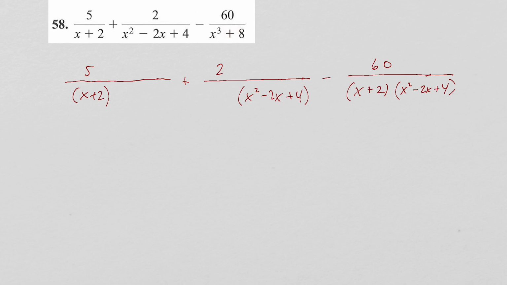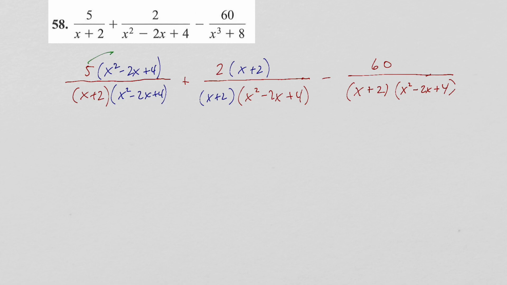opposite, always positive. Now, to make this look like this, I'm going to multiply by x squared minus 2x plus 4, and I'll do that to the top and bottom as well. To the top as well. This next one, I'm going to have to multiply by x plus 2. So I'll do that to the top as well. And the last one, I don't have to do anything.